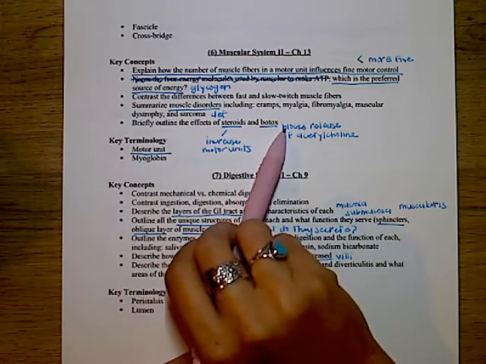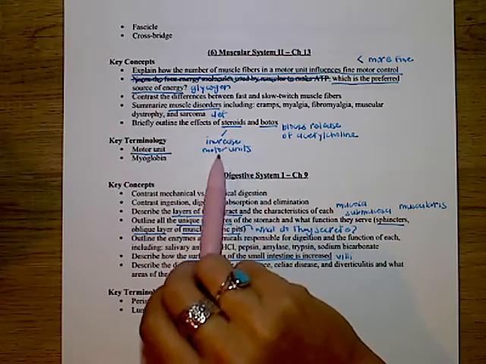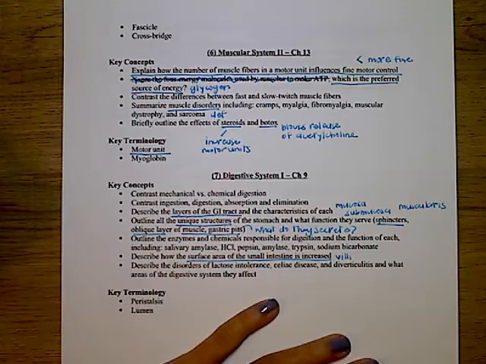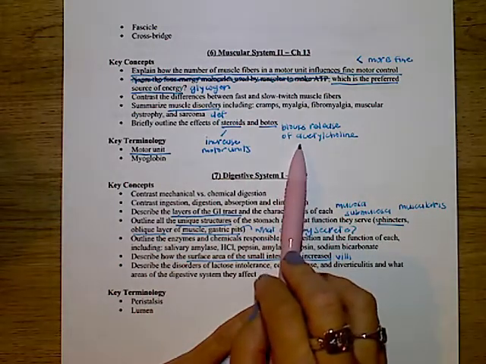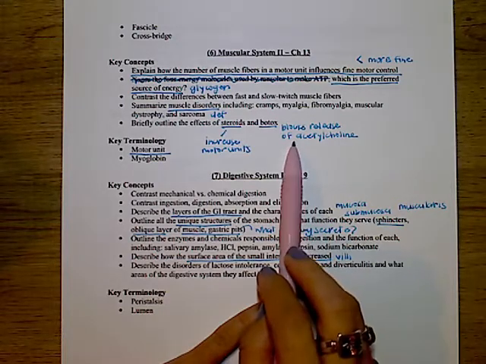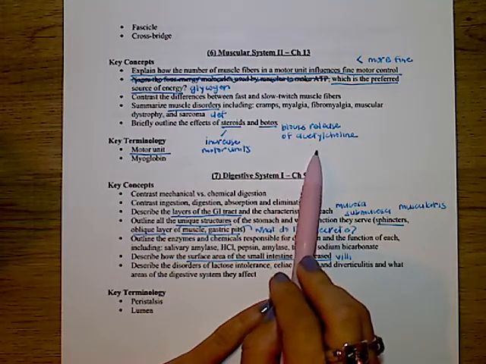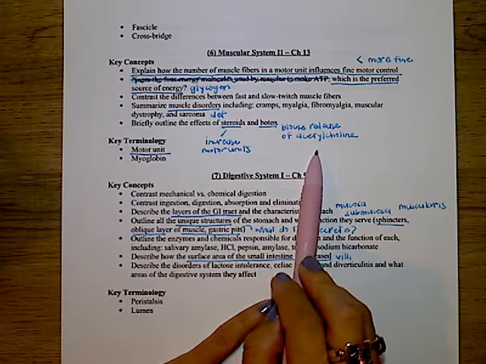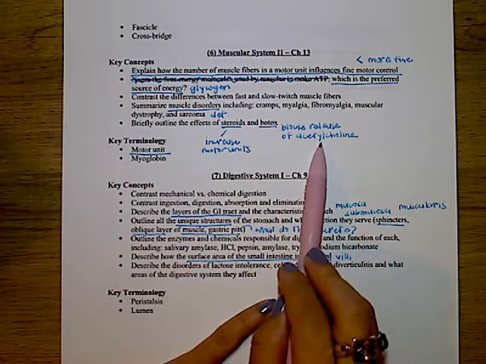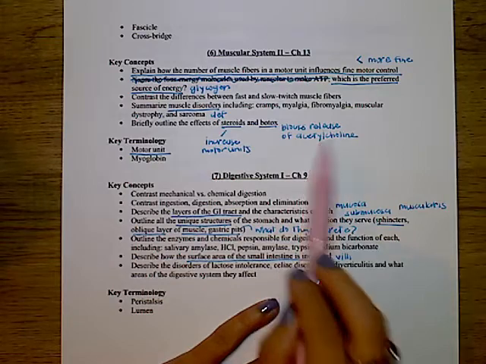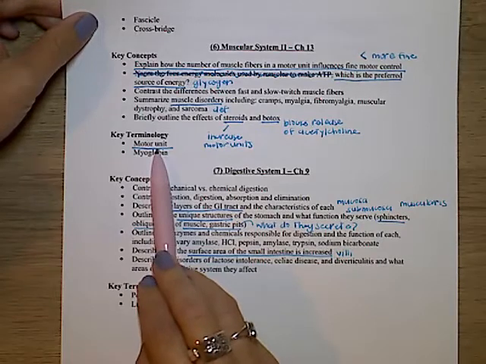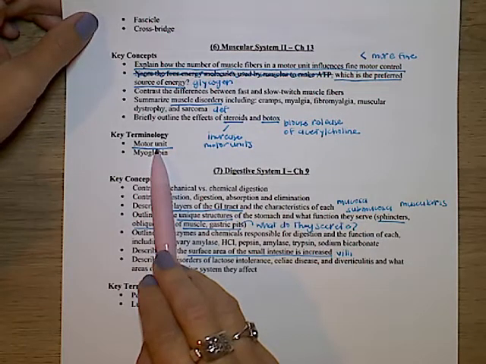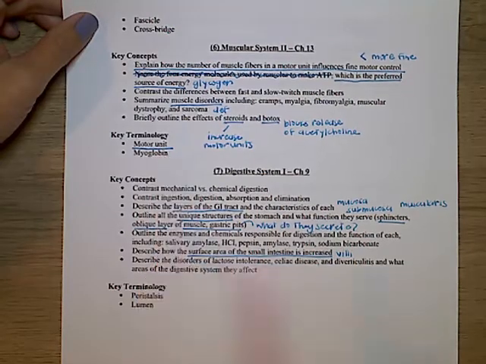And then for steroids and Botox, know that steroids are going to increase the number of motor units, and Botox blocks the release of acetylcholine. And so the message is never going to get from the nervous system to the muscle fiber, and therefore contraction is not going to occur, and so it causes paralysis. And then, of course, make sure you know what a motor unit is. It's a motor neuron and all the muscle fibers or muscle cells that it innervates.